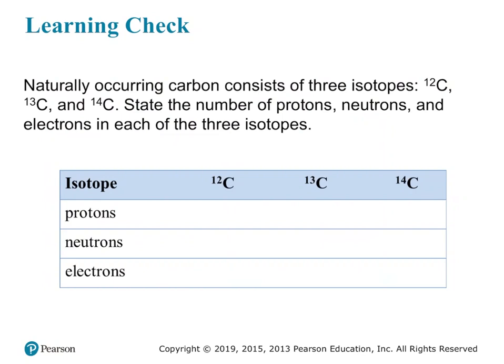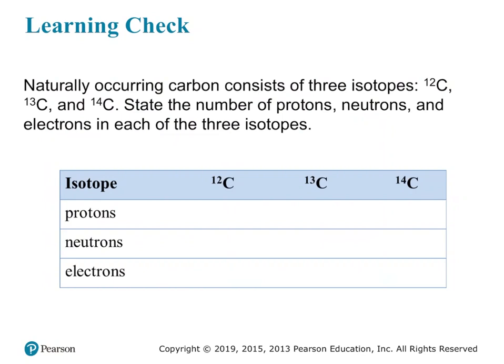Okay, so let's do a learning check. Let's look at the 3 naturally occurring isotopes for carbon: carbon 12, carbon 13, and carbon 14. And we're going to determine the number of protons, neutrons, and electrons in each of those 3 isotopes.